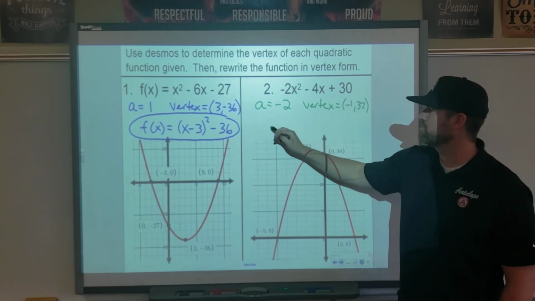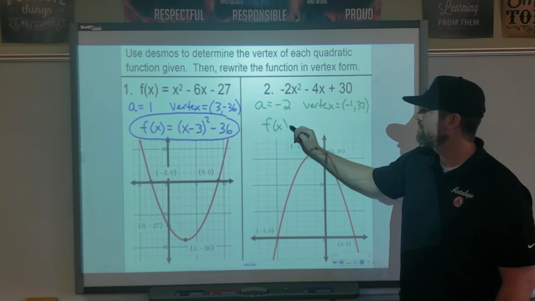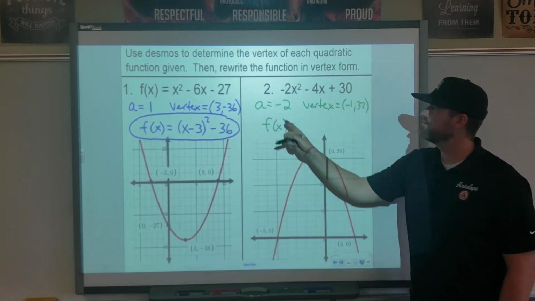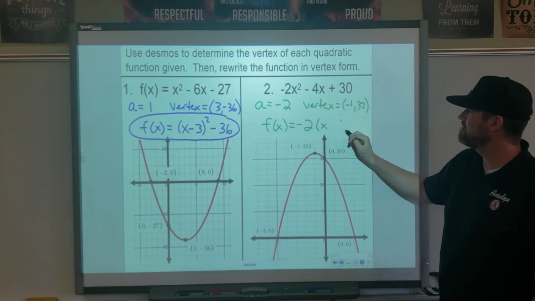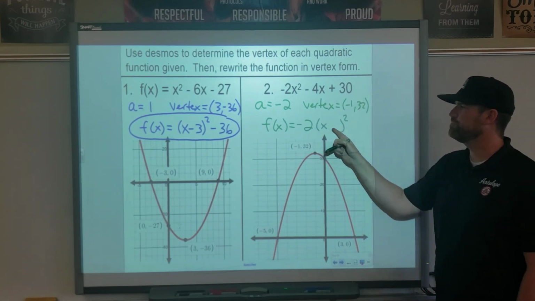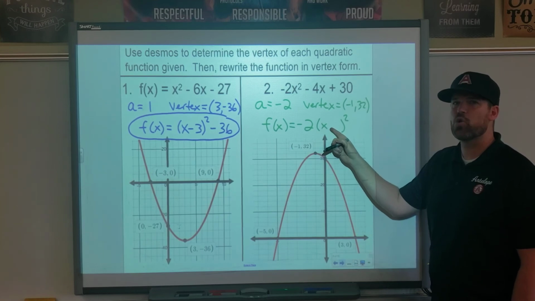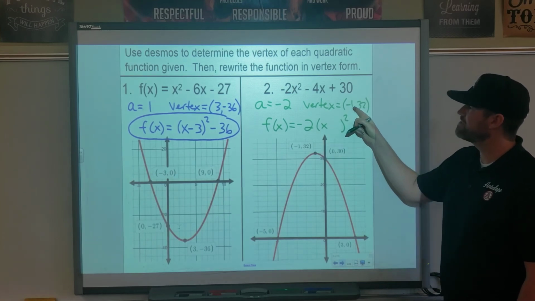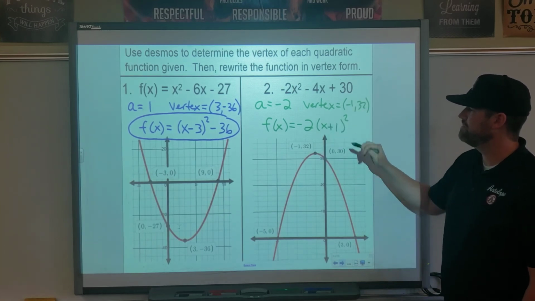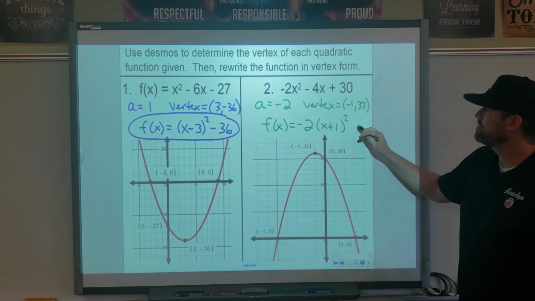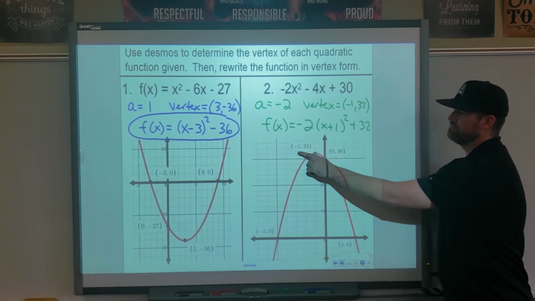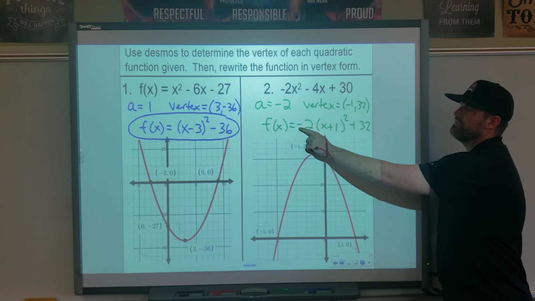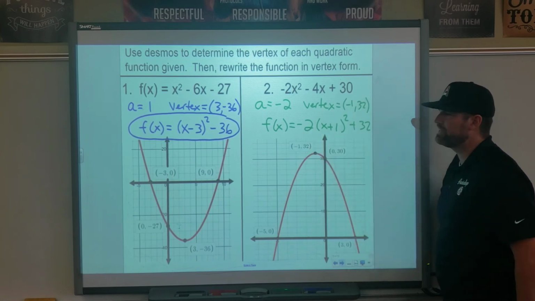And so to put it in vertex form, I know that a goes first, so negative 2. And then I have x squared, and I need to put the opposite of my x coordinate right here. So the opposite of negative 1 is positive 1. And then my y coordinate gets added at the end. So I have a vertex of negative 1, 32. Boom, there it is. And an a value of negative 2, which makes the graph open down.